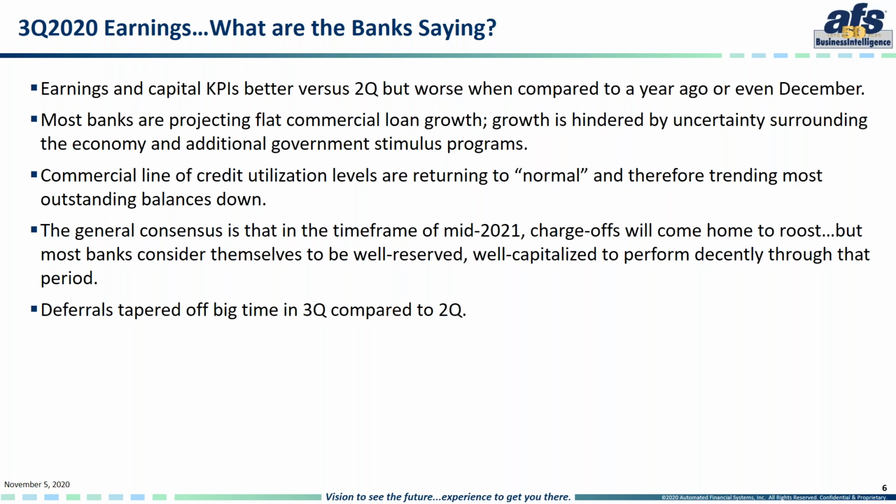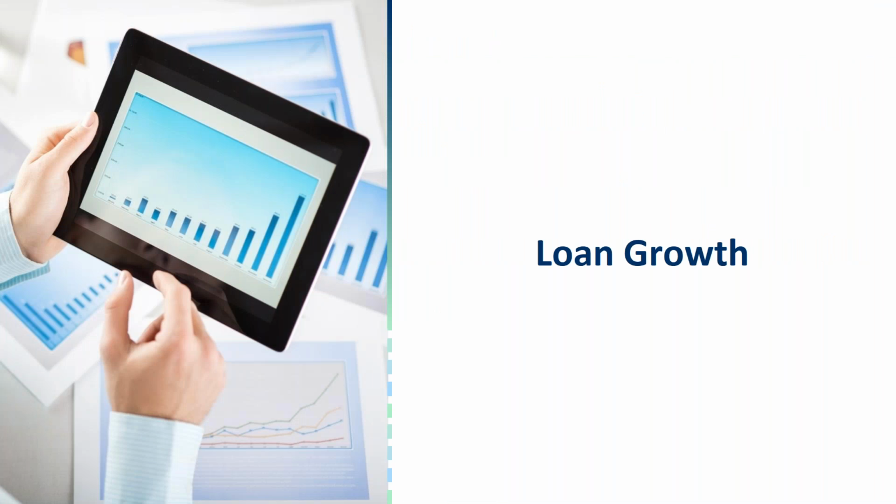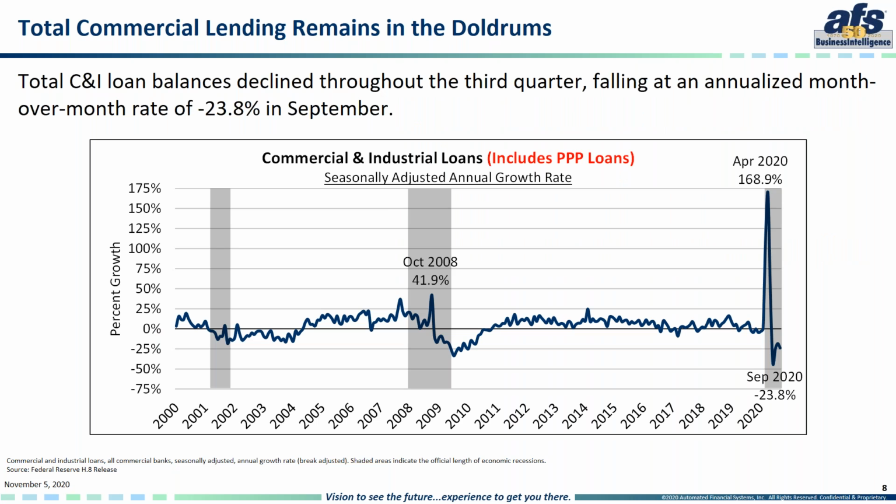As we move into the loan growth section of today's webcast on slide 8, we continue to see the scars that the pandemic has left on the economy and commercial lending. Comparable to the severe swings we saw in the real GDP trend, total C&I loan growth has fluctuated by deviations the likes of which we have not seen in modern history. Total C&I loan balances declined throughout the third quarter, falling at an annualized month-over-month rate of minus 23.8% in September.